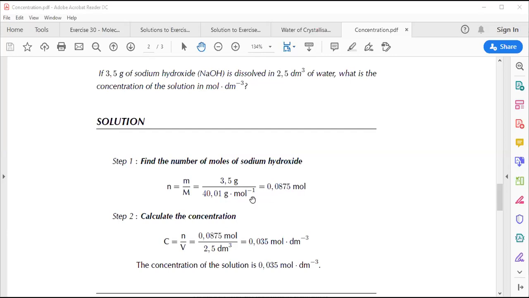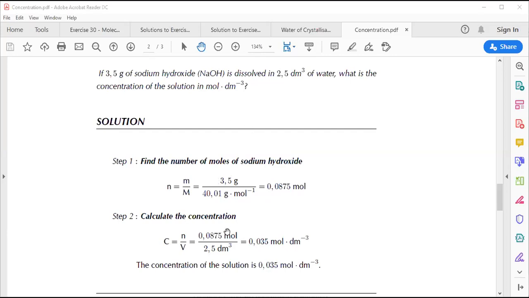I take those number of moles and put them in the formula. C is equal to N over V. My number of moles, 0.0875, divided by the volume, which is 2.5. My answer becomes 0.035 mole per cubic decimeter. That's the concentration of that substance.